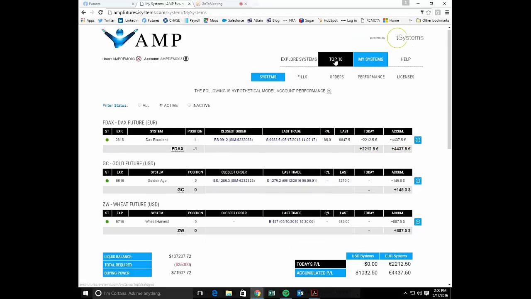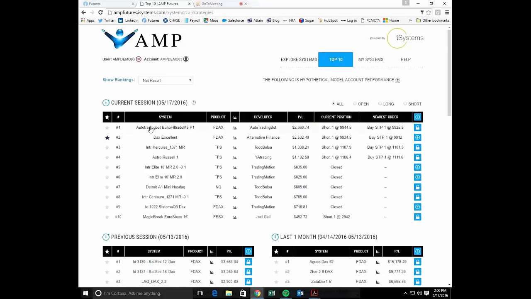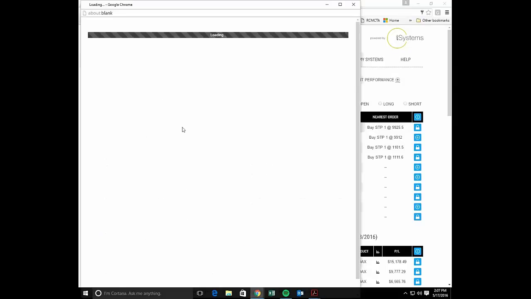So here, let's say I go to the top 10, and we'll just look at this first system. It's currently in a position, and it shows an error stop. We show this on the top 10 basis because we want to show people what's happening live in real time. So if you pull up the system, all the names are very interesting.